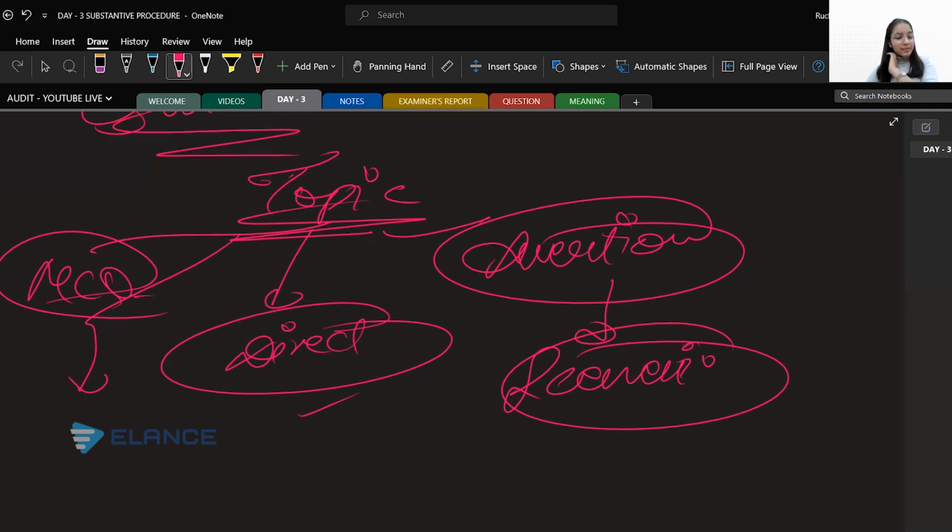Guys, you should know this because it's the last week of your paper, so I'm assuming you should know this. Right. So, the test of details and analytical procedures. Very good. So what happens nowadays?